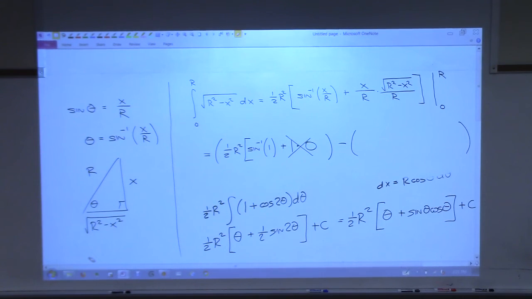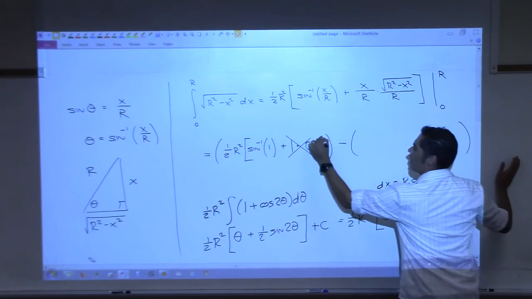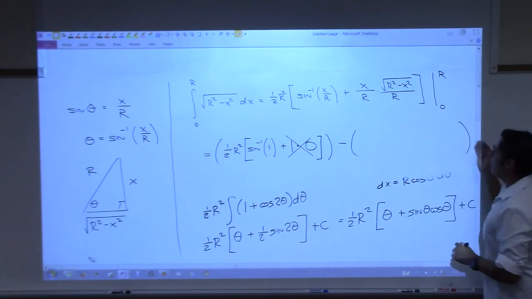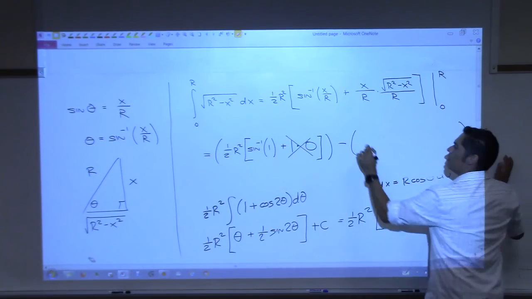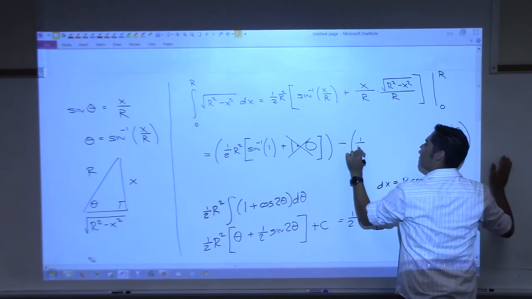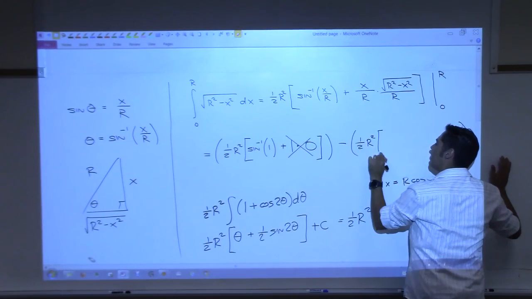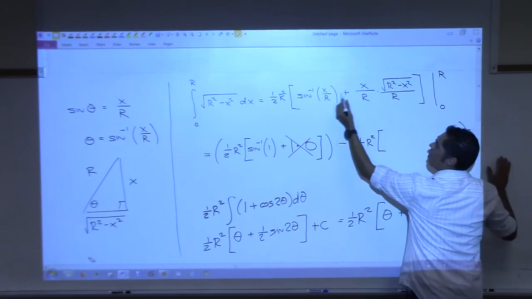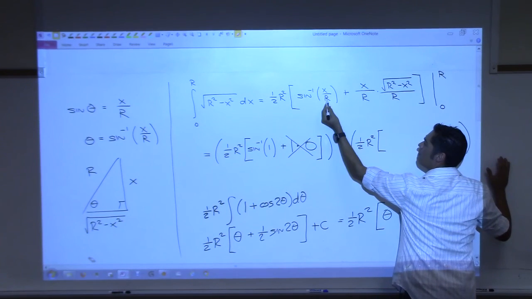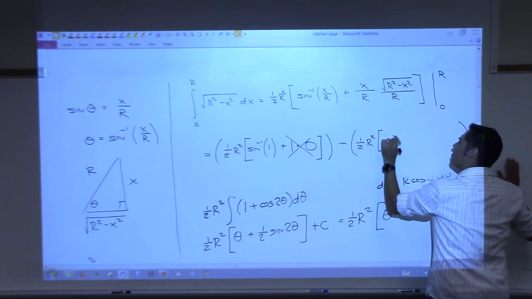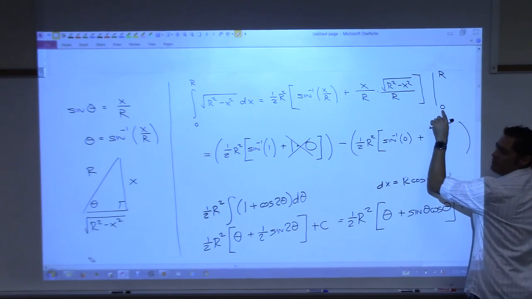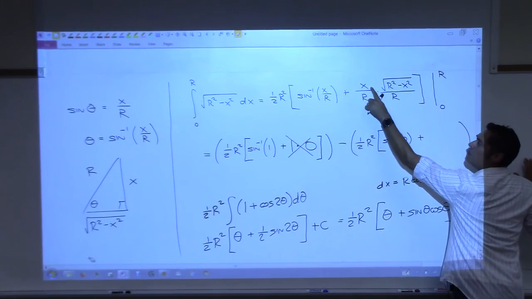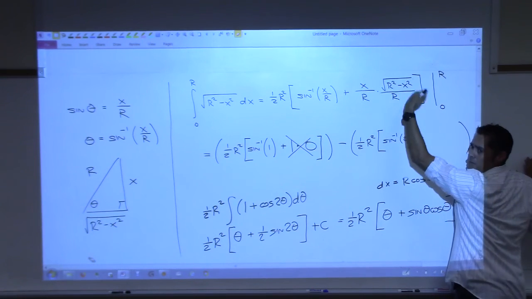Nice. All right, so I've plugged in capital R. I need to close my brackets. Now I need to subtract from that whatever I get when I plug in 0 for x. So I rewrite everything. 1/2 capital R squared, brackets. Okay, 0 goes in right here. 0 over R, 0. So arc sine of 0. And then plus, now 0 goes in for x, right there. 0 over R, that's all 0, isn't it? It's all gone.